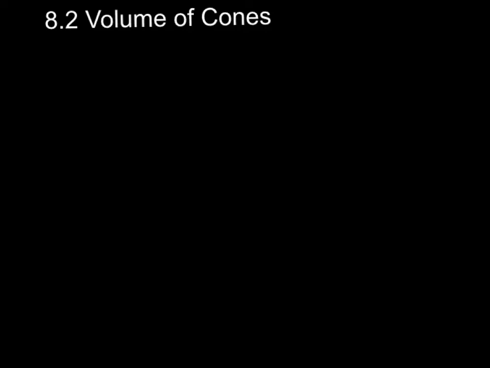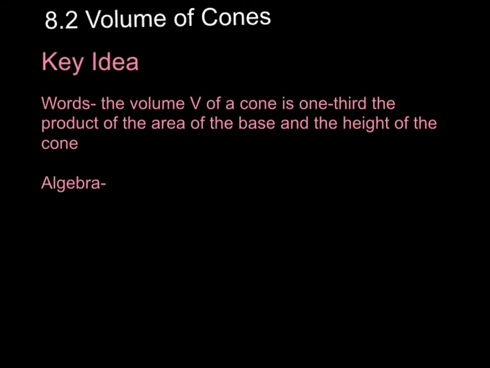Today we are in section 8.2, which covers the volume of cones. So let's first write down your key idea. Today's key idea in words says the volume V of a cone is 1/3 the product of the area of the base and the height of the cone. So the formula that you're going to use is V equals 1/3.